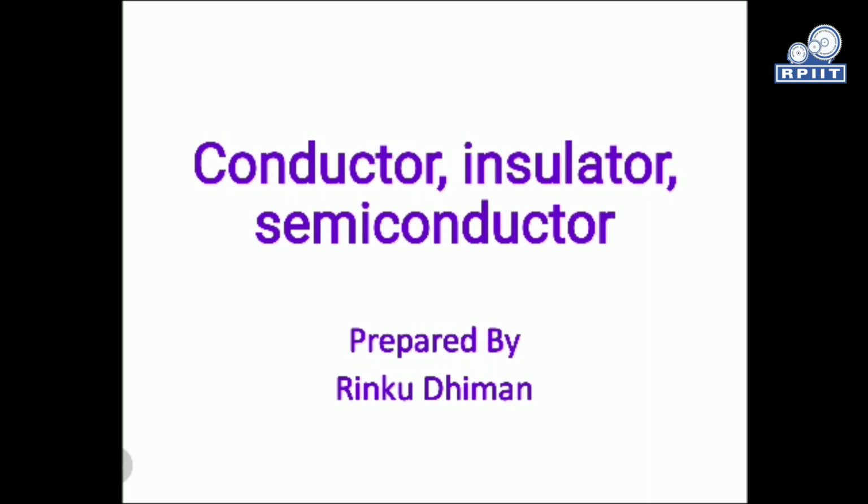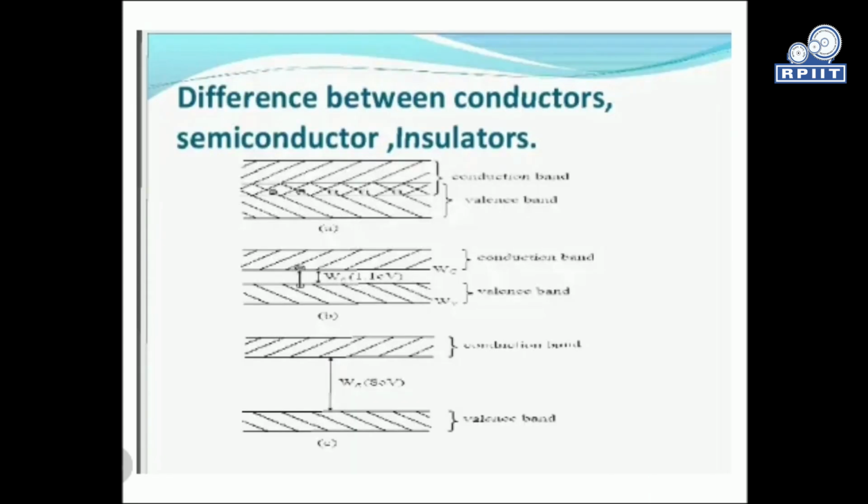So today I'm going to discuss conductor, insulator and semiconductor materials. If we want to understand the difference between these three electronic components, then we have to go through these three figures. We will understand the difference by using the conduction band and valence band. In figure one, this is our insulating material. Here the conduction band and valence band are stuck together, so no current will flow through it.